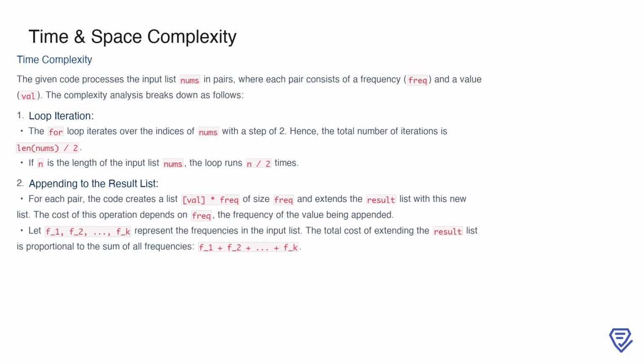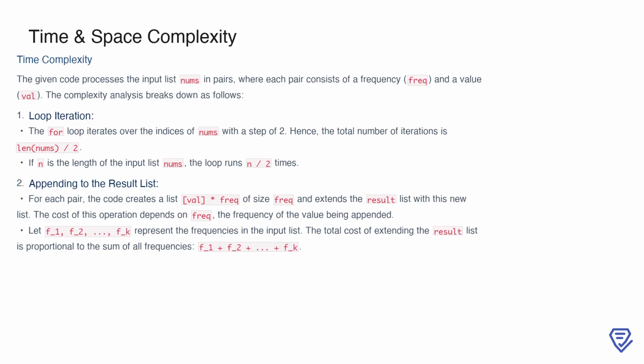To analyze the time complexity, we start by considering how the input list nums is processed. The code works in pairs, where each pair consists of a frequency and a value, val. The for loop iterates through nums in steps of 2, meaning the total number of iterations is half the length of nums. If the size of the input list is n, the loop executes n/2 times. For each pair, the algorithm creates a temporary list of size frequency, containing copies of val, and extends the result list with this temporary list.